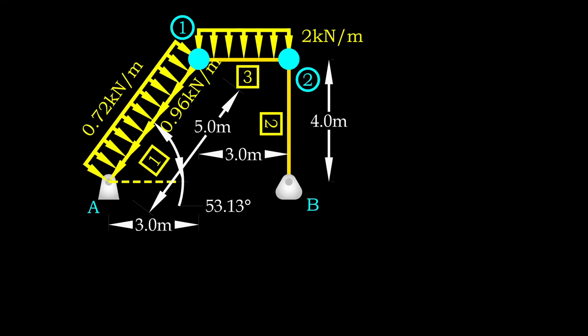The limit of first segment is from 0 to 5 meter measured from support A. For second segment, we change our reference point to point B and its limit is from 0 to 4 meter. The third segment follows the second and any internal force function is only valid for x within 4 to 7 meter measured from point B.